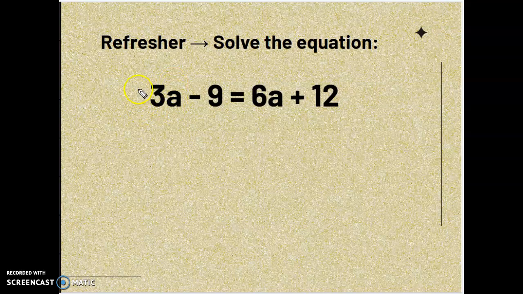I gravitate towards the variables first, so I'm going to look at 3a on the left and 6a on the right. They are on different sides of the equation, which means I cannot combine them because of the equal sign. But I do need to get them together on the same side of the equation. Now, it doesn't matter which side. I have a preference. I take the smaller coefficient and I move it over to the larger coefficient. So in this case, 3a is my smaller coefficient, and I'm going to subtract that from both sides.